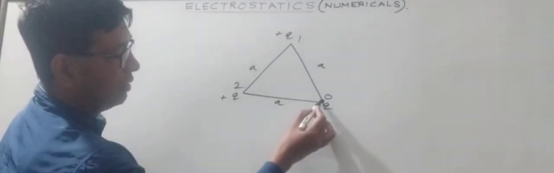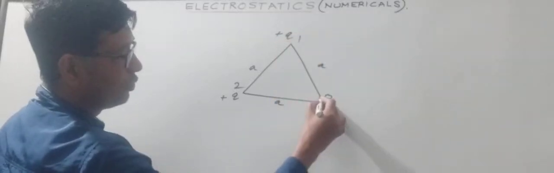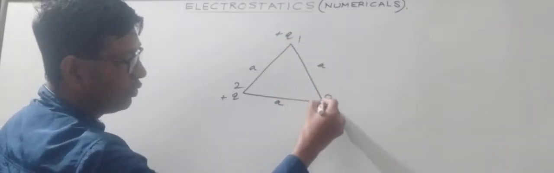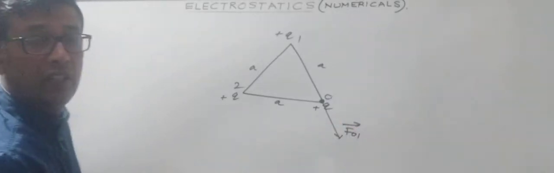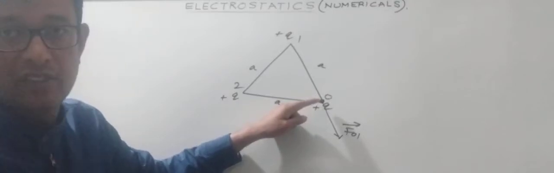Now, this charge will experience an electric force of repulsion due to charge at point 1, so it will experience a repulsive force due to this charge. So it is central force, so it will act along this line only. This will be F01. It's okay now? It will also experience the same repulsive force along this line only, but you need not represent it. You need to draw the vector diagram at that point where the net force is to be calculated.